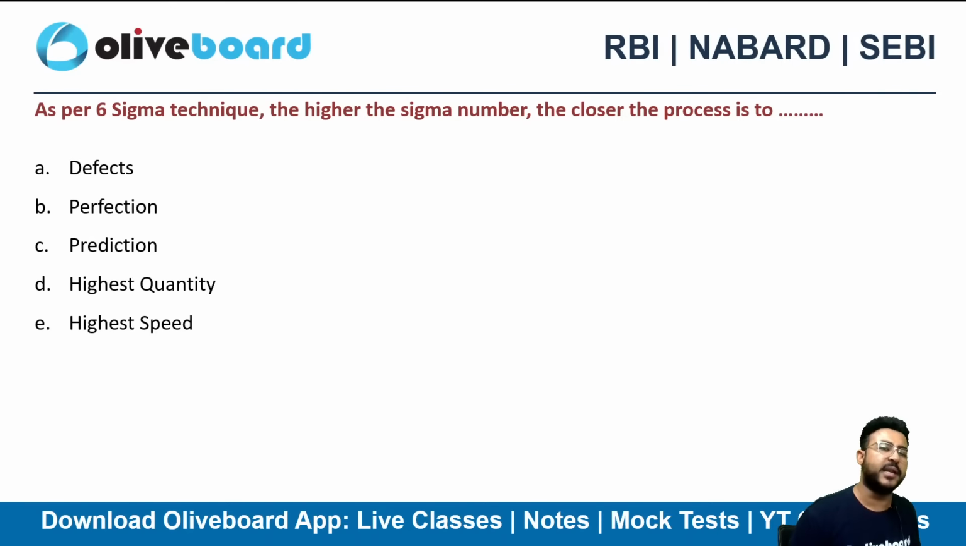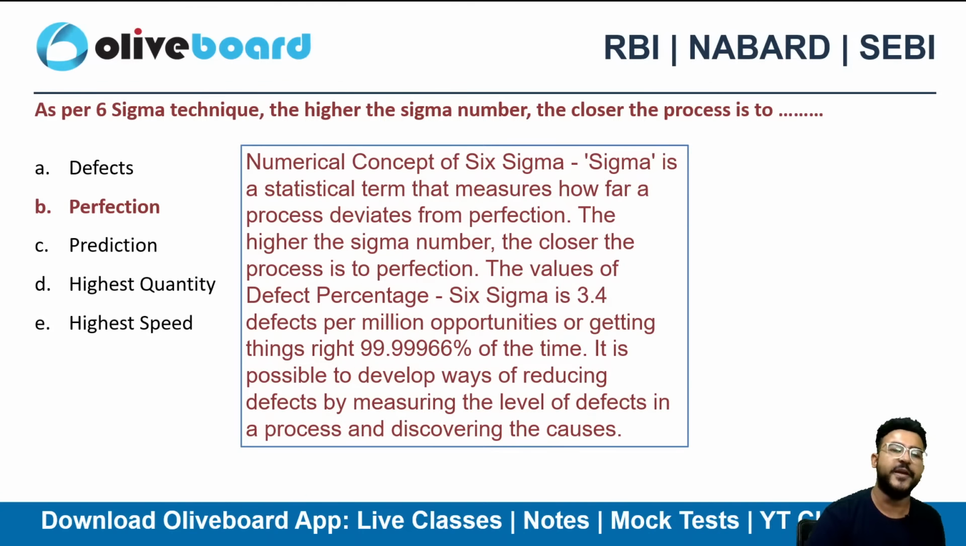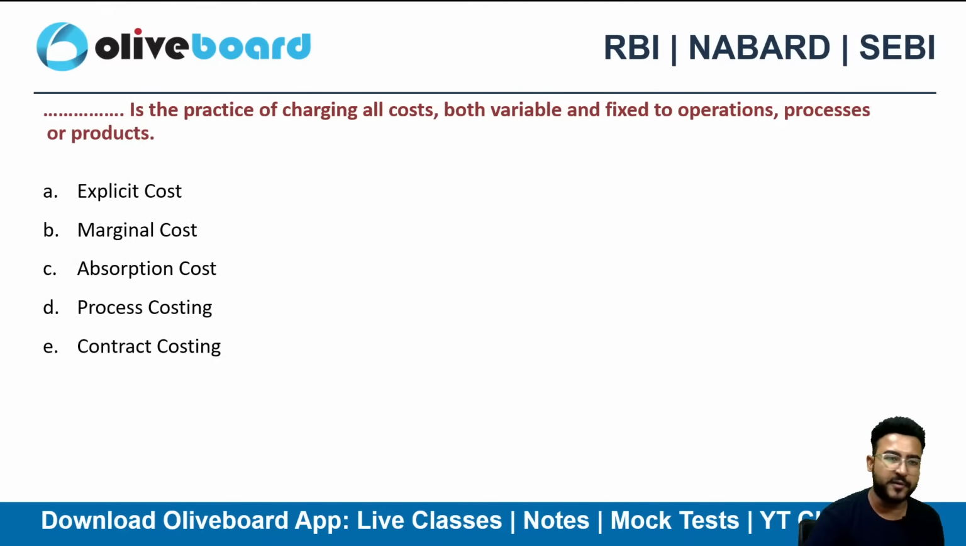As per Six Sigma technique, the higher the Six Sigma number, the closer the process is to perfection. Dash is the practice of charging all the cost, both variable as well as the fixed cost of operation, to product.